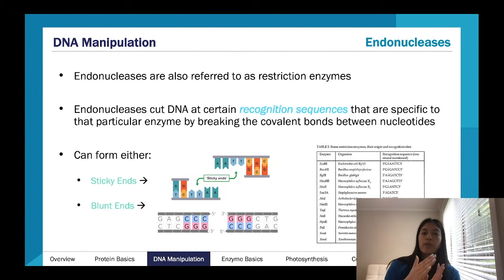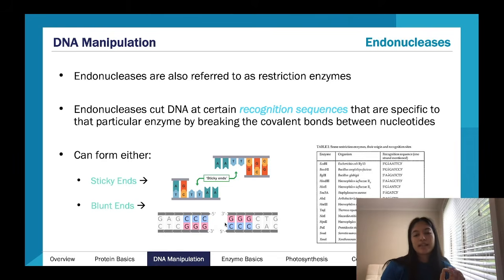Those will reform very specifically. AA and TT will not reform with another sticky end that is CGAT, right? Because it's not complementary. It'll only pair with TT and AA. So when you're manipulating DNA, sticky ends are often a little bit more favorable because you know that they'll stick together properly.